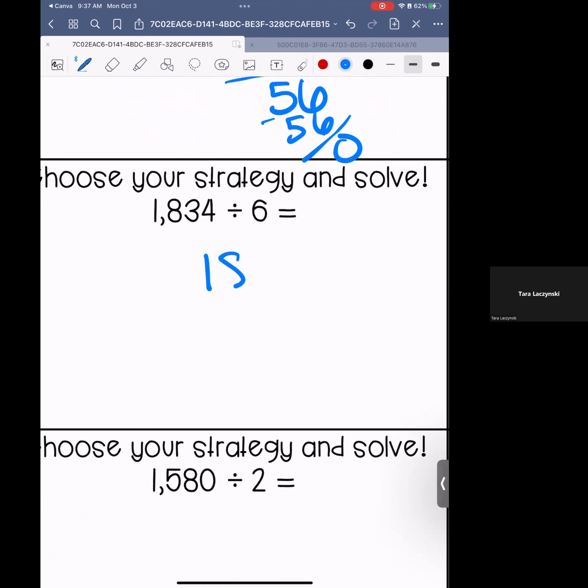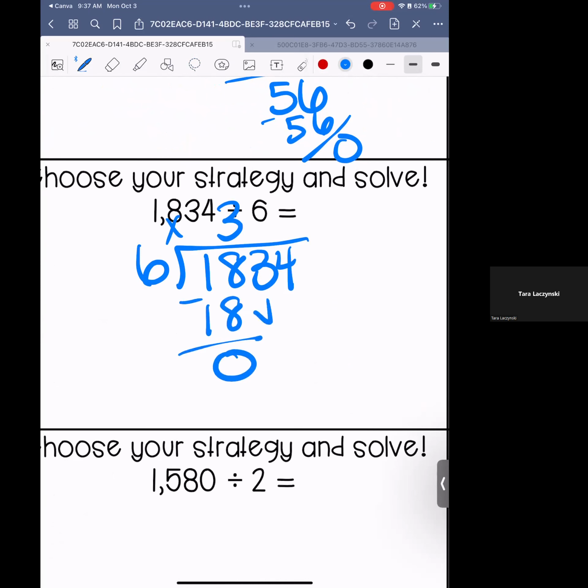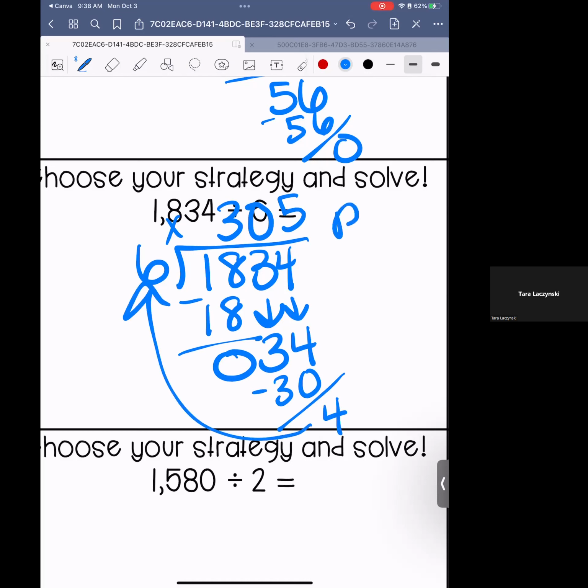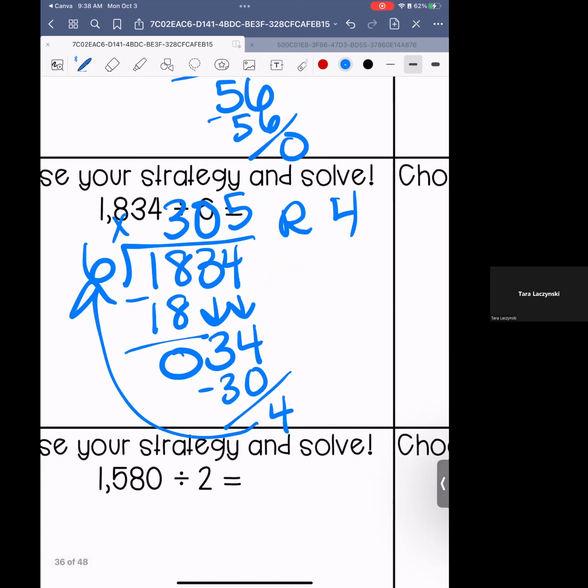All right, 1,834 divided by 6. 6 does not divide into 1, but it divides into 18 3 times. Oh, we just switched. 3 times 6 is 18. Subtract for 0. Bring down our 3. 6 goes into 3 0 times. It's in the middle. We have to show that with a 0. Bring down our 4. 6 goes into 34 5 times, which gives us 30. Leaves us with 4, which is less than 6. That makes it a remainder, 305, remainder of 4.